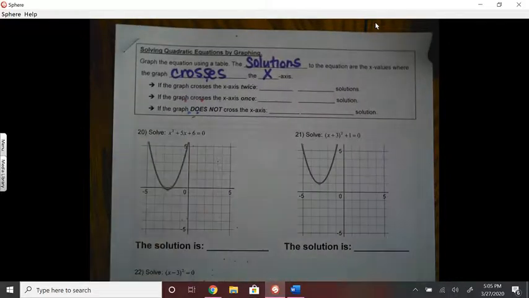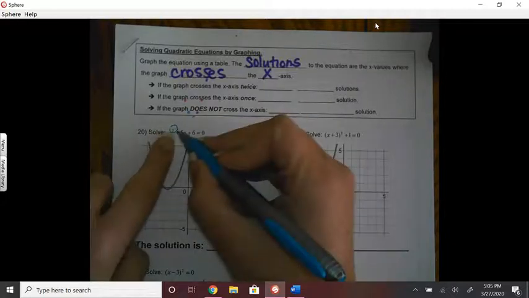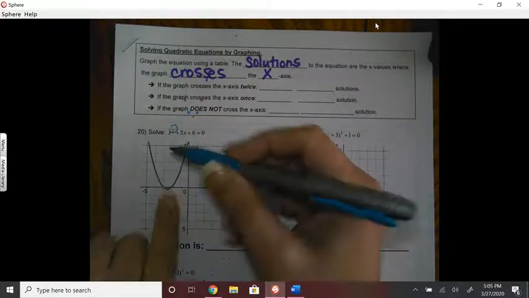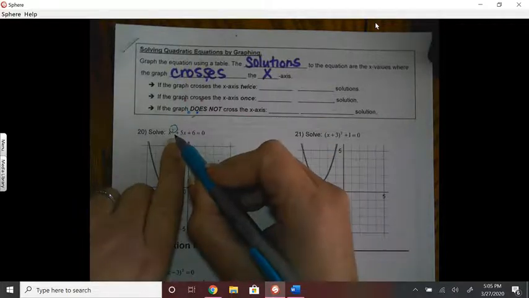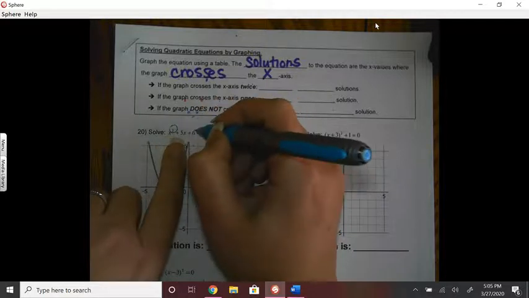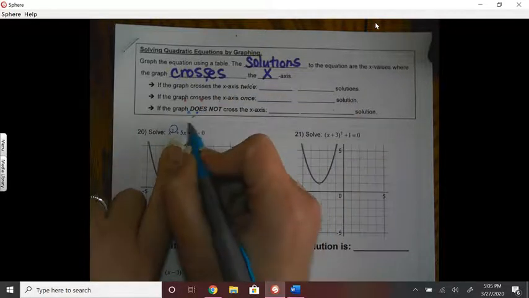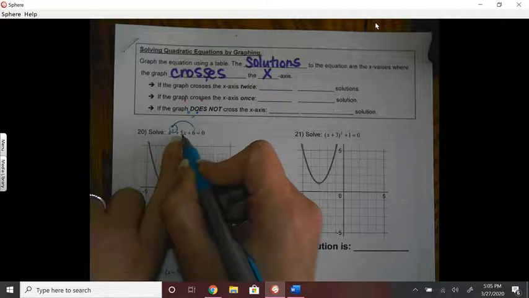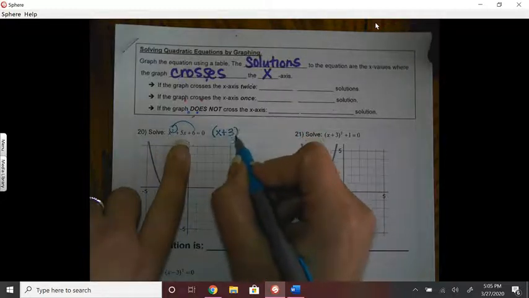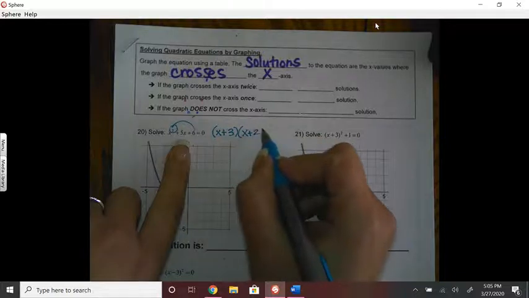We would know it's a parabola because the highest exponent's 2. And remember, the exponent tells you at most how many times it could cross the x-axis and how many solutions it could have. So if we were going to solve this without graphing, we could factor this. What multiplies to 6 and adds to 5? So if we factor this, we could factor it into x plus 3 and x plus 2.